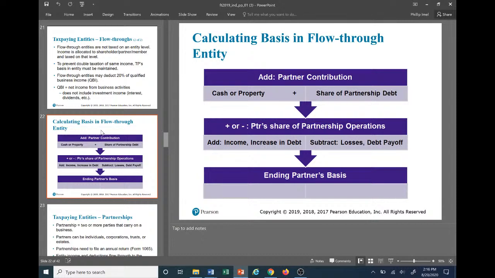Calculating basis in a flow-through entity, obviously add a partner's contribution. So whether the contribution is in the form of cash or property, they also need to take on the share of the partnership debt. From there, you're either going to add or subtract the partner's share of the partnership operations. So once again, remember the partnership agreement is going to determine the share of the debt that the partner is going to be responsible for, the share of the income that they're going to have a right to be allocated or a right to receive. So we'll add their income and increase in debt, and then subtract their losses and debt payoff. And then that's going to give us the ending partner's basis.